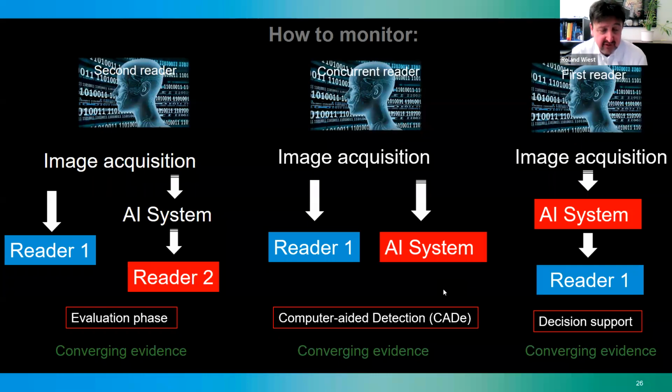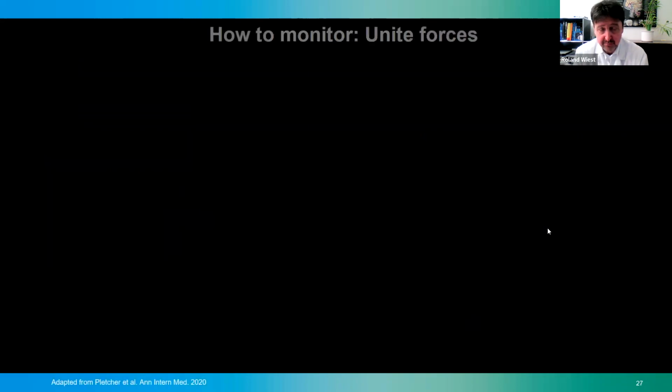So in the evaluation phase, it's always wise to use an AI system and a reader together. For computer-aided detection, you want to find the confidence of the model and yourself to depict the lesion. And at the end, for decision support, it may be that the AI system can be used to alarm you, and then the reader looks at the model.